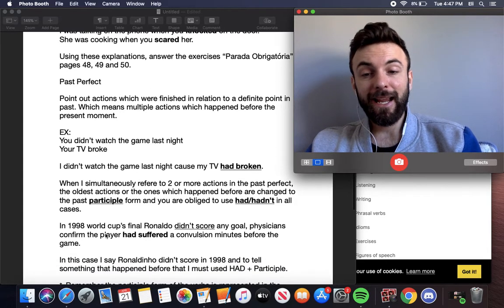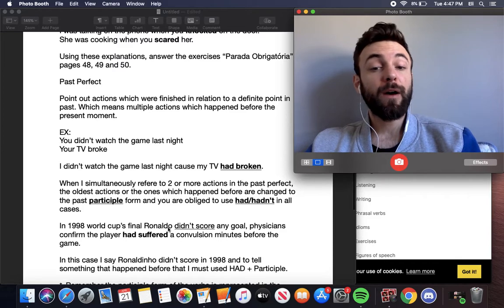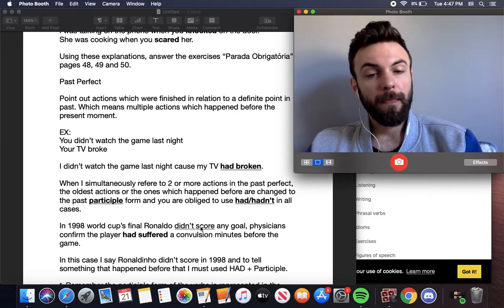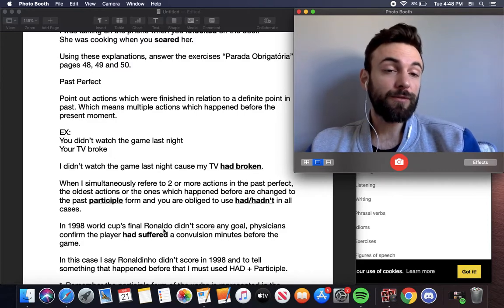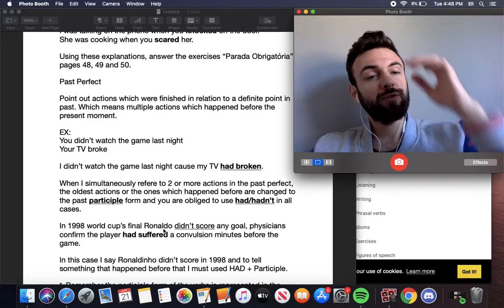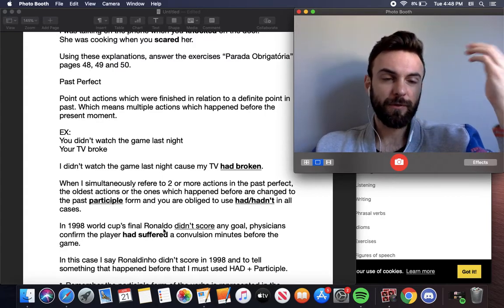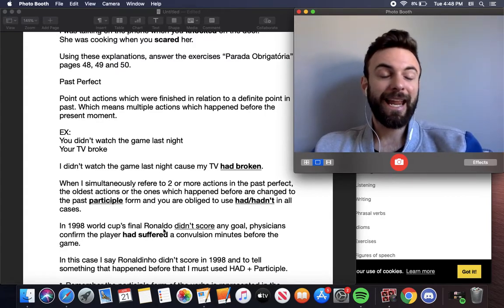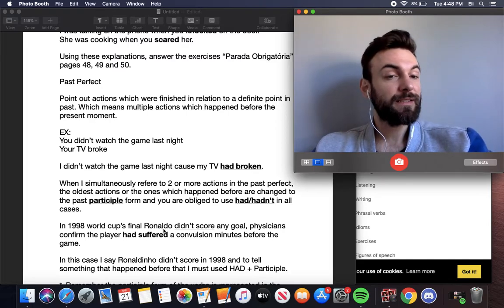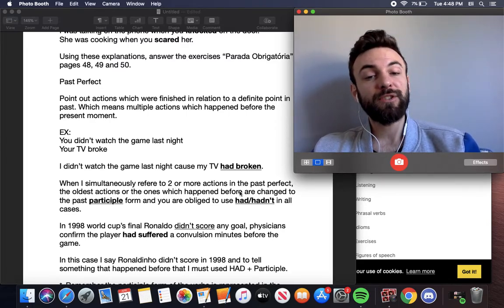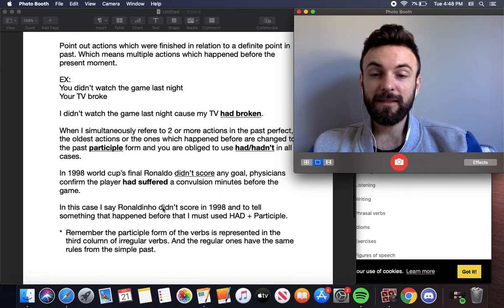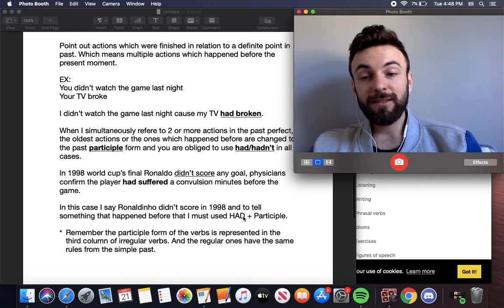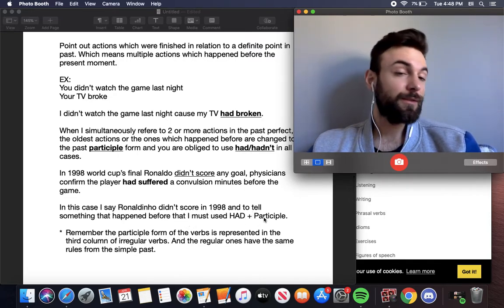In the 1998 World Cup's final, Ronaldo didn't score any goal. Physicians confirmed the player had suffered a convulsion minutes before the game. So the fact is that Ronaldo didn't score any goal, but to justify that, I can say that he had suffered a convulsion before the game started. Because I'm in the middle of a sentence in the past, I'm obliged to use had or hadn't, as I confirm in the paragraph above. In this case, I say Ronaldo didn't score in 98, and to tell something that happened before that, I must use had plus participle.